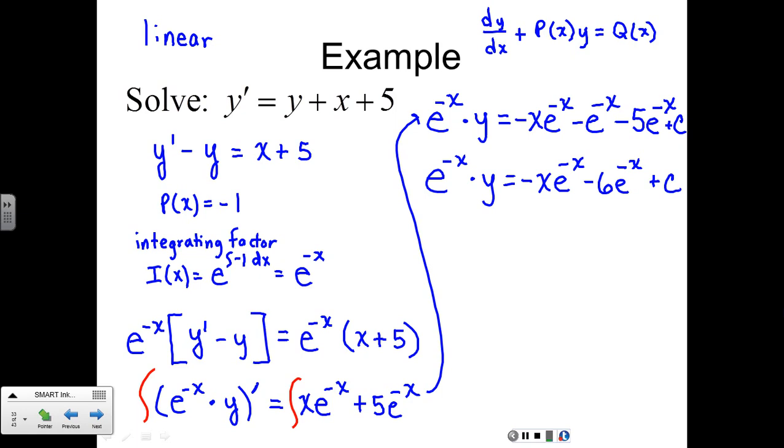Okay, guys. Now you can solve that. You should always be able to solve a linear one outright. Solve it out for y, explicitly for y. So what do I need to do? Divide through by that e to the minus x, right? Or some people say multiply through by just e to the x. Multiplying by e to the positive x is the same thing as dividing by e to the minus x. So that would be negative x minus 6 plus c1 e to the x.